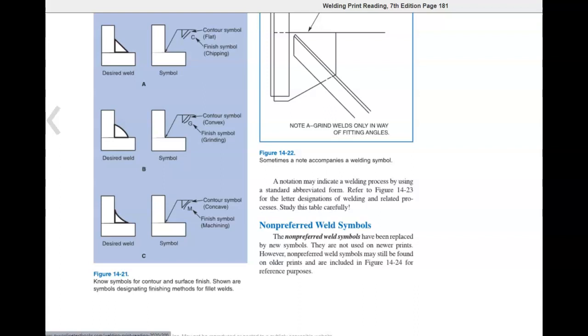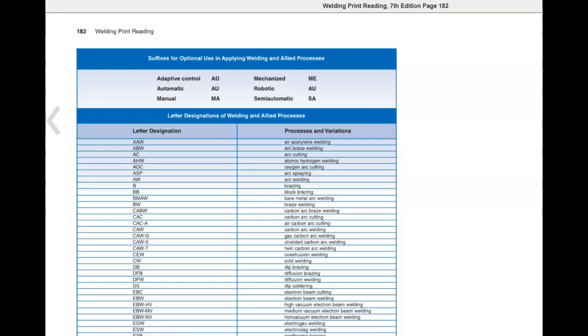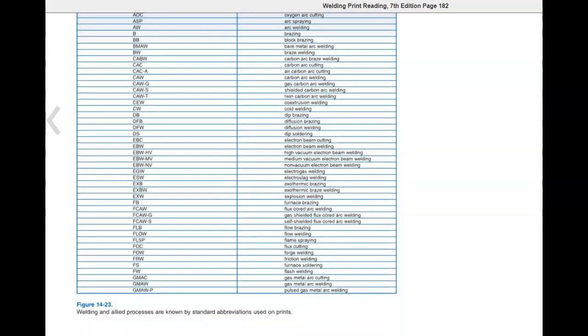A notation may indicate a welding process by using a standard abbreviation form. Refer to Figure 14-23 for the letter designation of welding and related process. Study this table carefully. Wow, there's a lot.